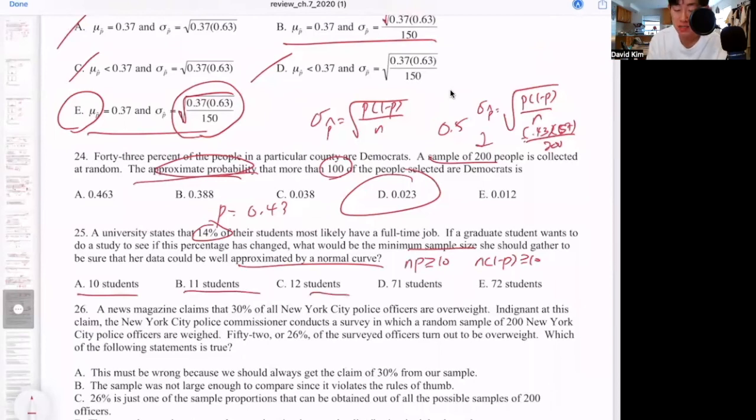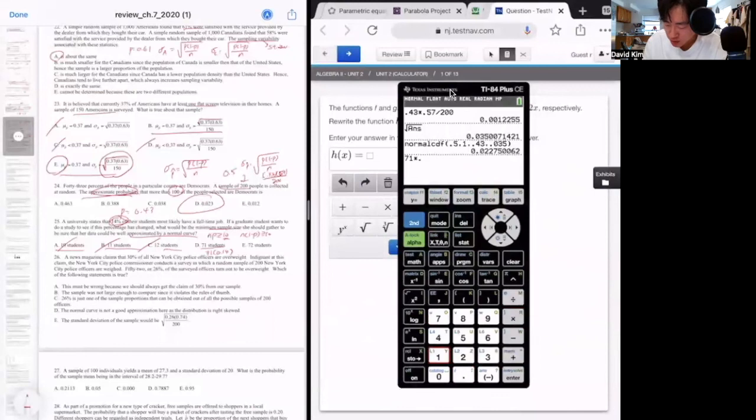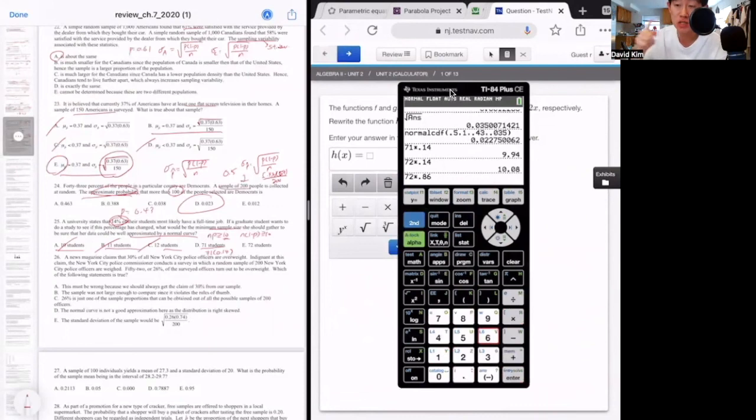You can see how A, B, C makes no sense. By plugging in 10, 11, 12, multiplied by 14%, there is no way you're going to get anything close to being greater than or equal to 10. So let's try 71. 71 times 0.14 into the calculator. Unfortunately, it doesn't cut it. So 72 times 0.14 is greater than 10. Not only that, but 72 times 0.86, which is the other portion of 100%, is also greater than 10. So you have to have at least 72 students before you can assume normality there.